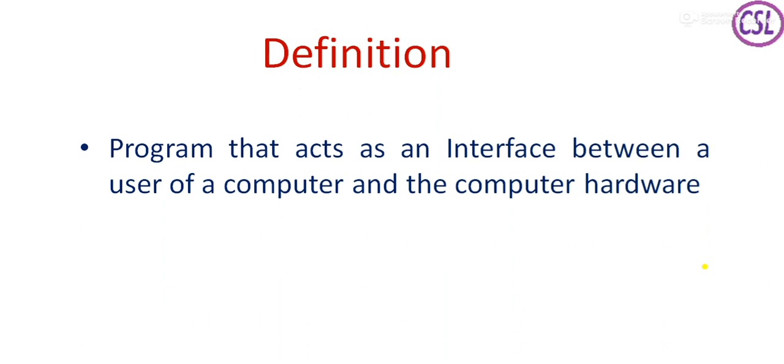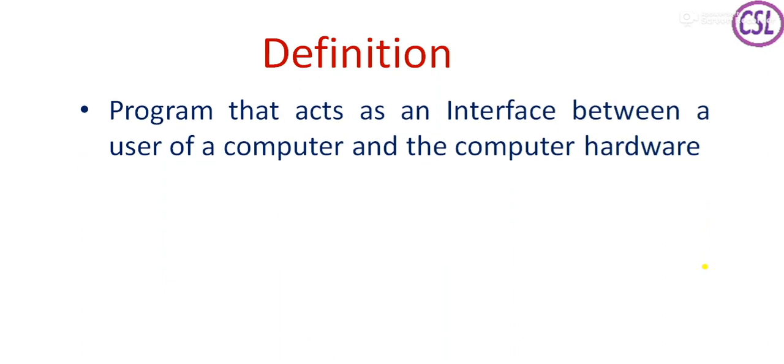Coming to the definition of the operating system. There are so many definitions given by so many authors. So for our convenience, I am taking the most convenient definition, that is, operating system can be defined as a program that acts as an interface between a user of a computer and the computer hardware. That means without operating system, we cannot communicate with the computer system.